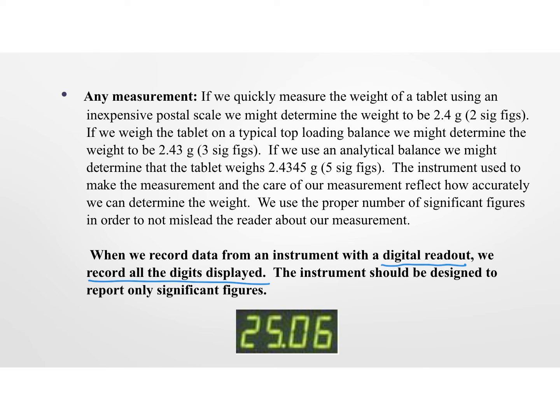And these are nice because our digital tools are doing all the work for you. If you have a tablet that can only read 2.4 grams, that's because that's all it knows. It doesn't have the capability to measure to the hundredths place. Okay, so you would only write 2.4. But if you have a really fancy instrument that could measure 5 digits, you need to include all 5, because it means that tool is capable of knowing that the tablet's 2.4345 grams. Okay, so however many numbers you get on a digital readout is what you include.